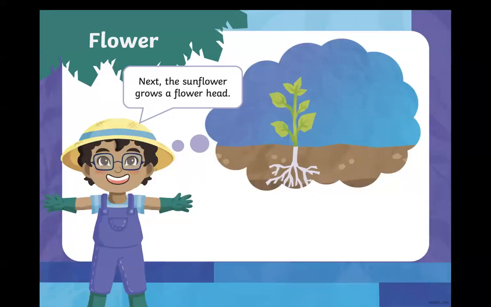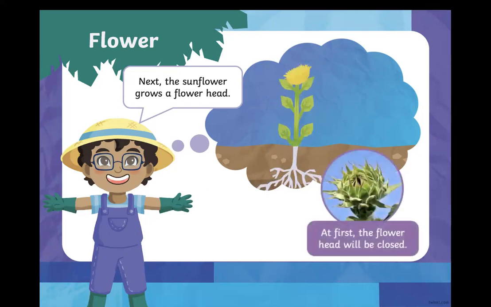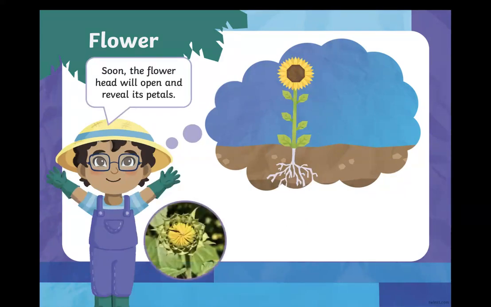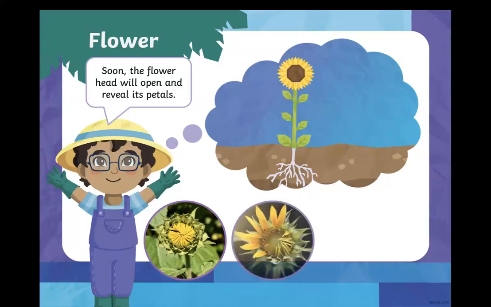All right, let's continue. Now we go to the flowers. So we start from the roots, the stem, the leaves. Now we go to the flowers. The sunflower, that's why it's called the sunflower, is because it looks like the sun. And of course, it's a flower. The sunflower grows a flower head. At first, the flower head will be closed, just like this one. Soon, the flower head will open and reveal its petals. That will be our next topic, maybe next week. Now it will open and reveal its petals.